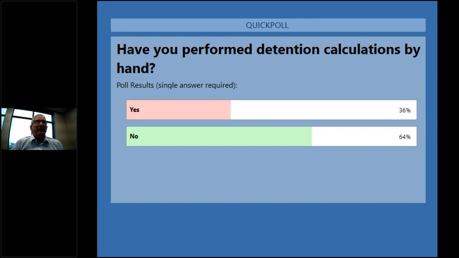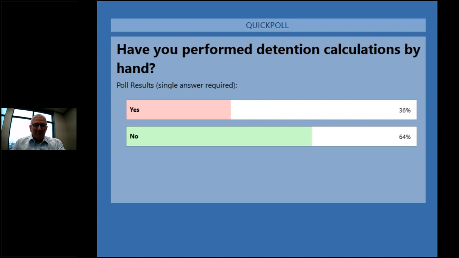Okay, Dan, let me know what we got here. I think you're muted. Yeah, we've got two-thirds yes, one-third no. Oh, sorry, the other way around. Two-thirds no, one-third yes. I was going to be shocked. I was almost ready to fall off my chair if it had been the other way around. Sorry, I about sent you to the floor there. So we had about one-third yes, about two-thirds no. And I'm actually impressed, because that's a large number, a third that have done it by hand.